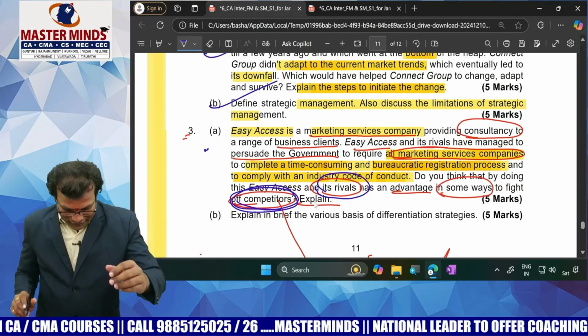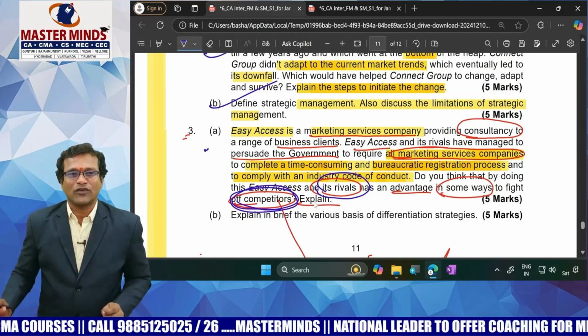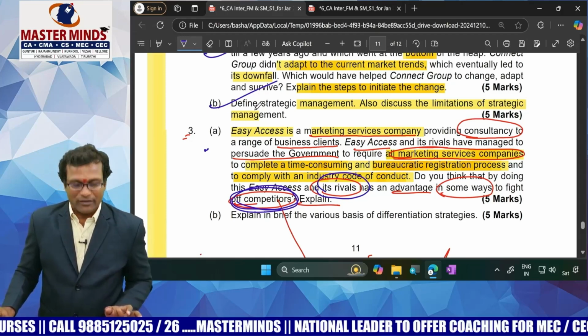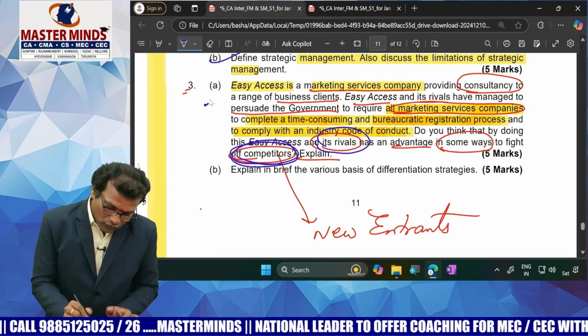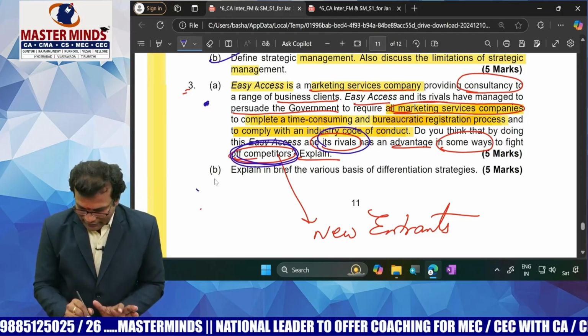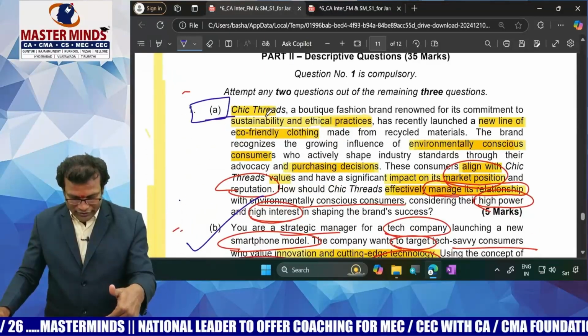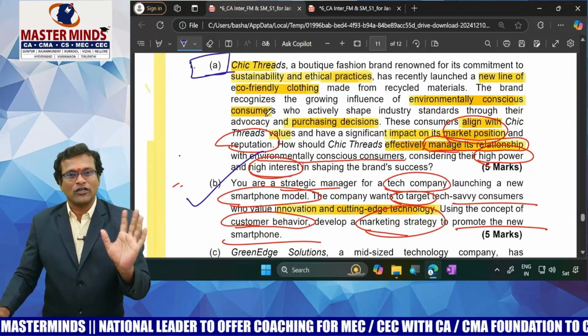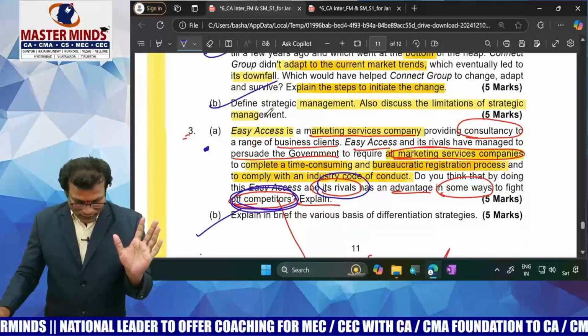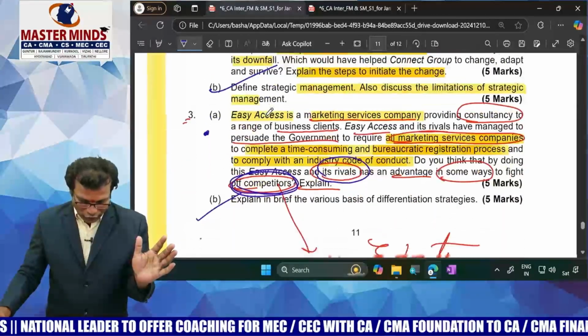If you are good with the subject, you can guess the context of that question. You can guess the correct word also. So this question is a bit tricky, and 3B is straightforward. Since question number 1 in descriptive is compulsory, you cannot take any choices. Now look at question number 2, 3, 4.